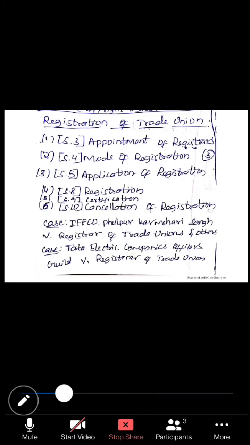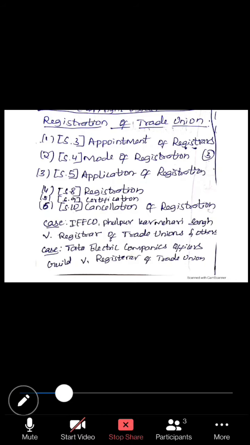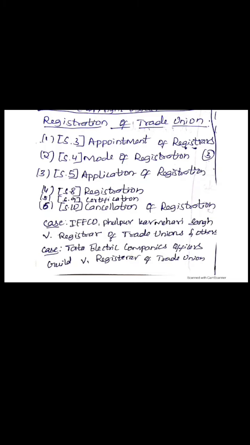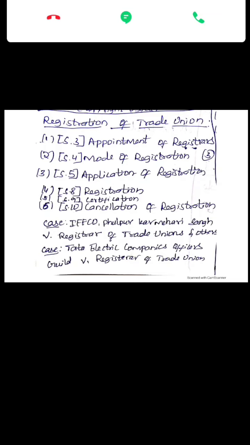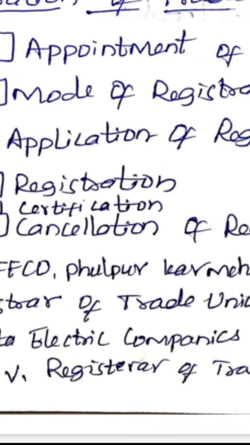The next section is section 9, certification. After registration, they will give us a certificate of registration. Another certification that you have to write. The next is cancellation of registration.